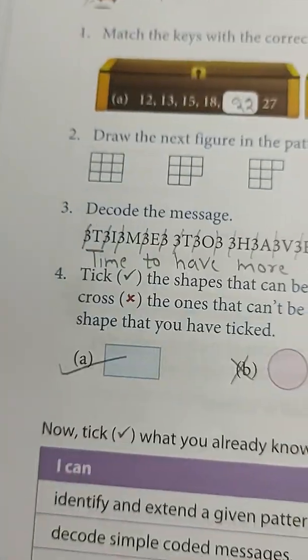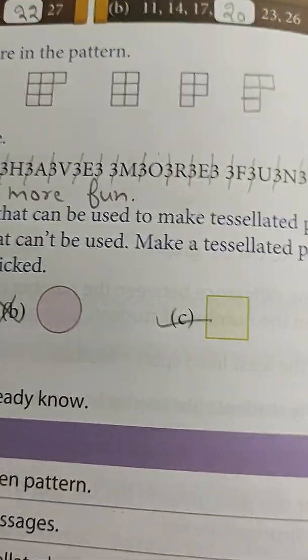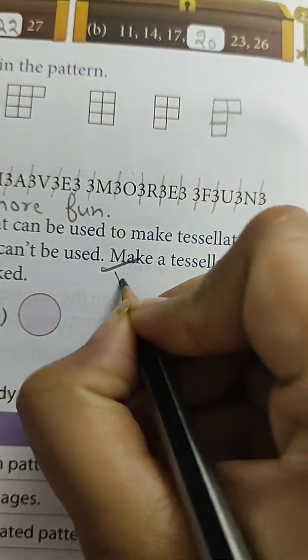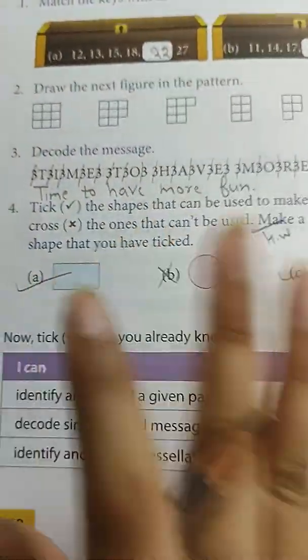This one is your homework. You have to do this question on your own. Make a tessellation pattern. You can draw this tessellation pattern here in the book, no problem. So you have to draw it on your own.